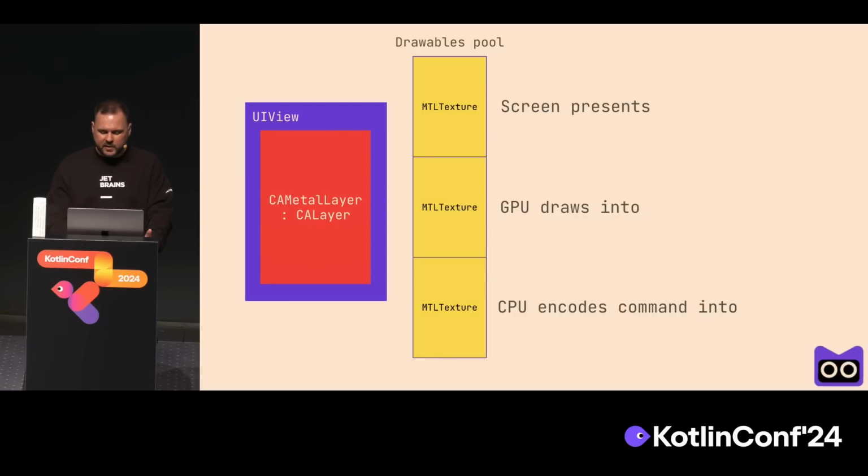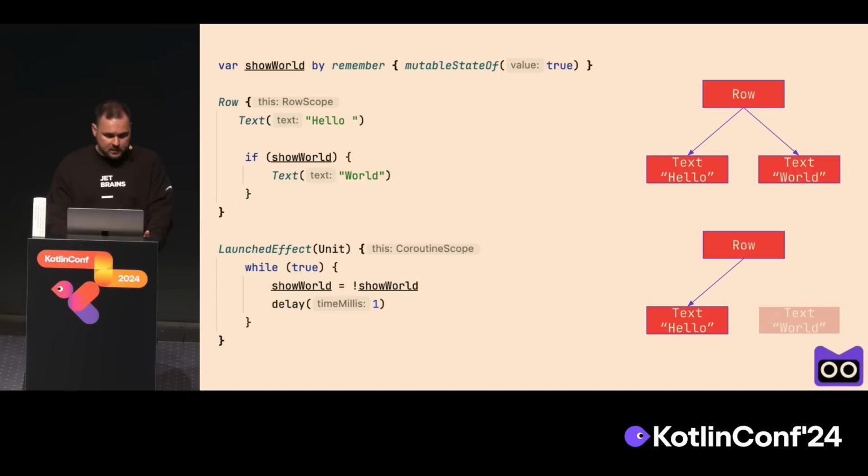The question is, when do we need to execute this sequence? Let's have a look at this really simple Compose application. We have a mutable state, show world, which is by default true. We have a horizontal layout called row, which contains a text that says hello. And if show world is true, it also shows the text world. Along with this function, we also launch a LaunchedEffect, which basically just toggles show world back and forth from true to false, and then sleeps for 1 millisecond. So basically, the result of executing this function will be a tree variant: a row, which contains 2 texts, and a row, which contains 1 text.